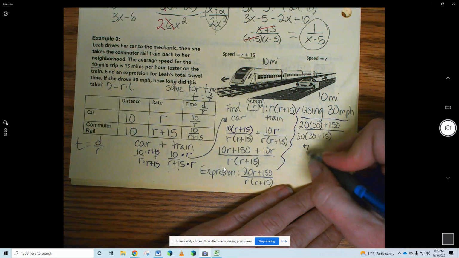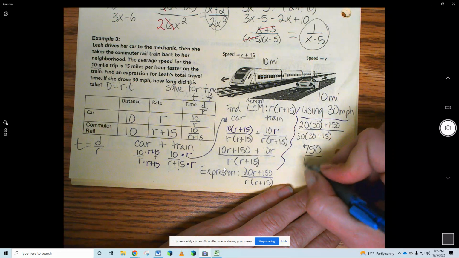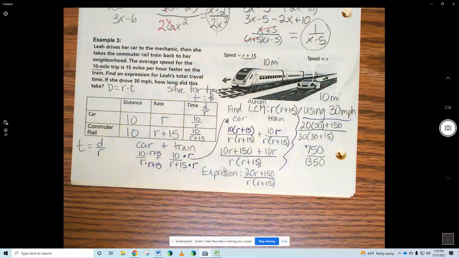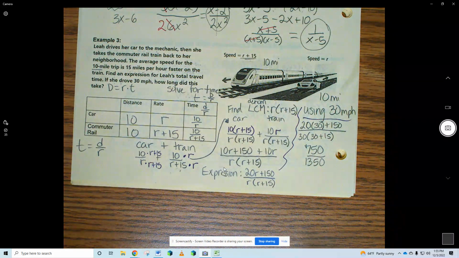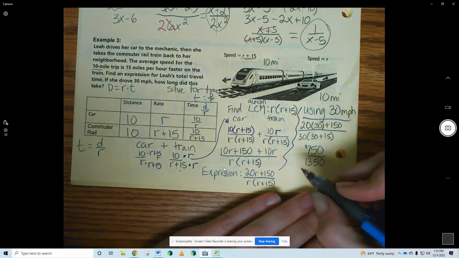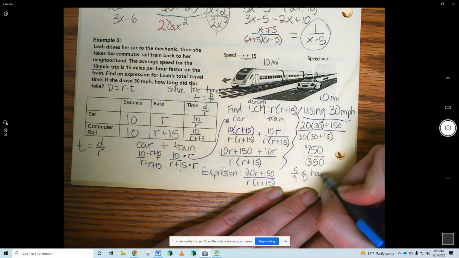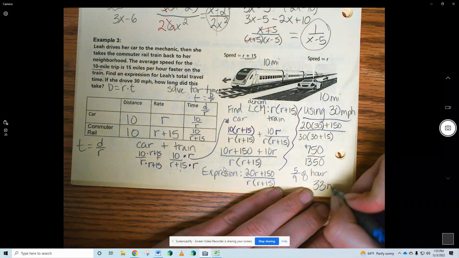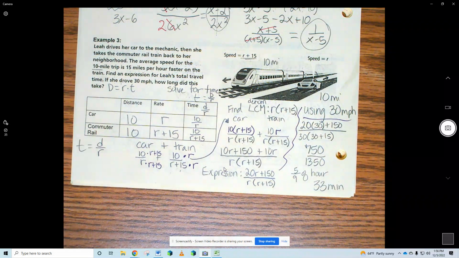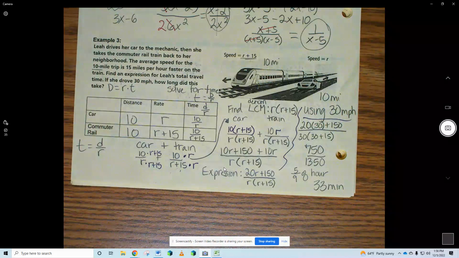750 is my new numerator divided by 1350. Final reduction is 5/9 of an hour. That's 33 minutes. You would translate 5/9 and be like 5/9 times 60 minutes. That's how you'd figure out 33 minutes. Or you could divide 60 minutes into 9 parts and then find 5 of those.